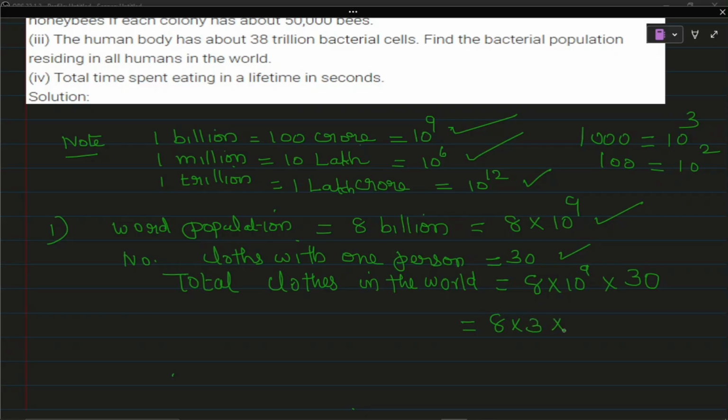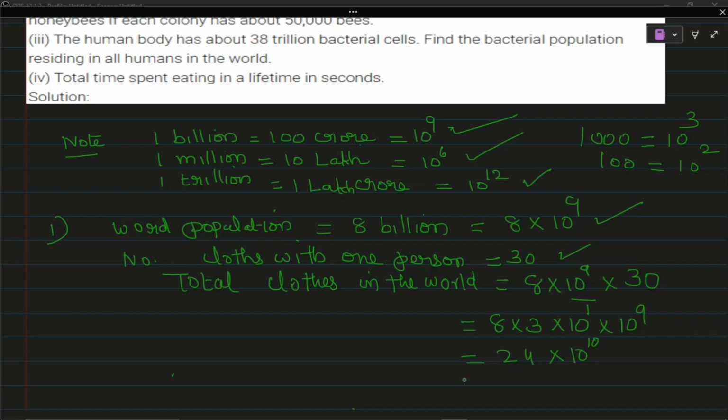Now multiply this. First we will write the number 8 into 30. 30 you can write as 3 into 10, then multiplied with 10 raised to 9. So this becomes 24 multiplied with 10 raised to 10, where 10 means 10 raised to 1. So this power becomes 10 raised to 1 into 10 raised to 9. Here the base is the same, so we can add the powers. This becomes 10 raised to 10. So 24 multiplied with 10 raised to 10.